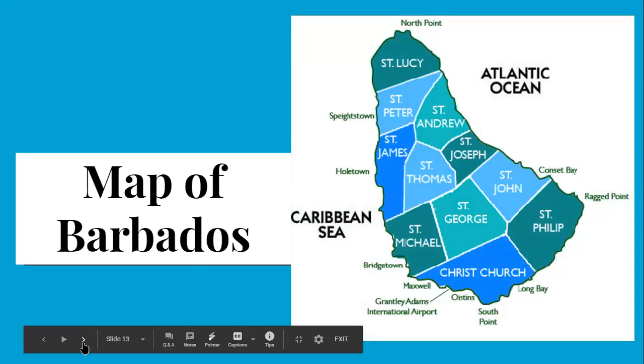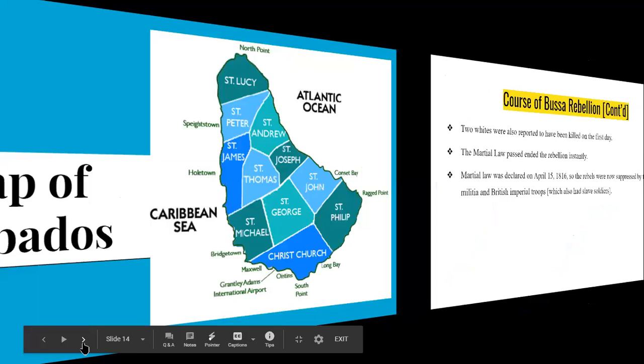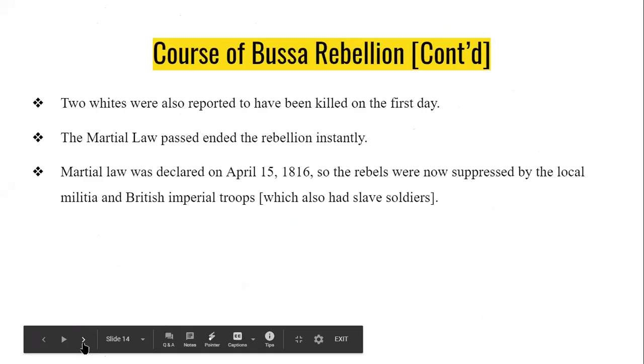Now, the rebellion spread from Christchurch, St. John, St. Thomas, St. George, and parts of St. Michael. As seen on the map showed before, you can see where it grew from and spread to until it enveloped the entirety of Barbados, but not to a strong extent. They attacked imperial troops and plundered several estates, though martial law was passed on April 15, 1816. So the slaves were now suppressed by the militia and British troops, which ironically held black slaves among them.